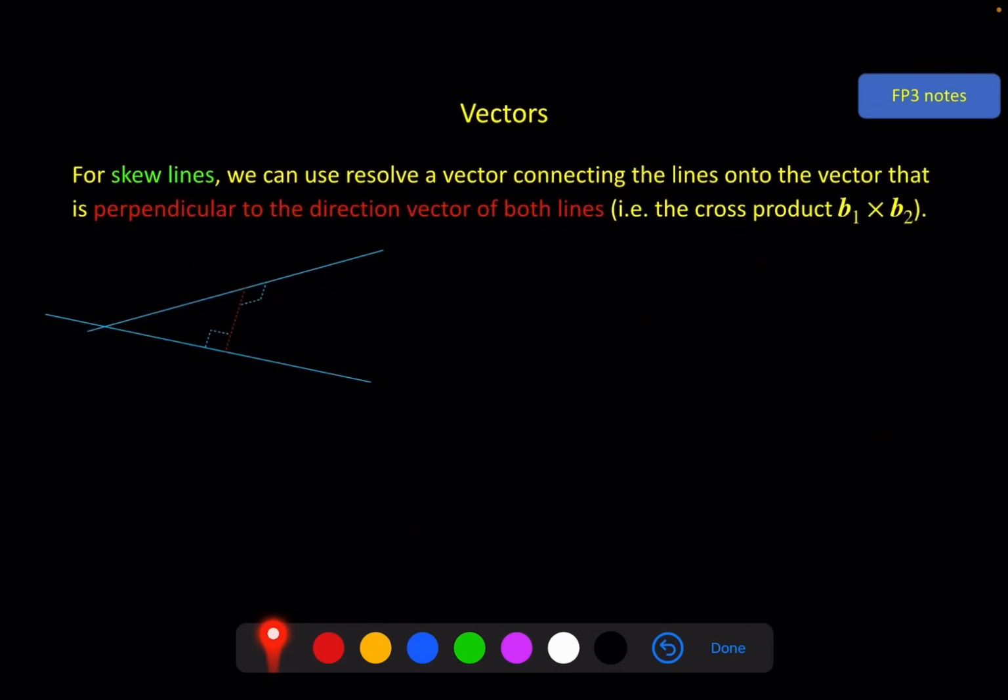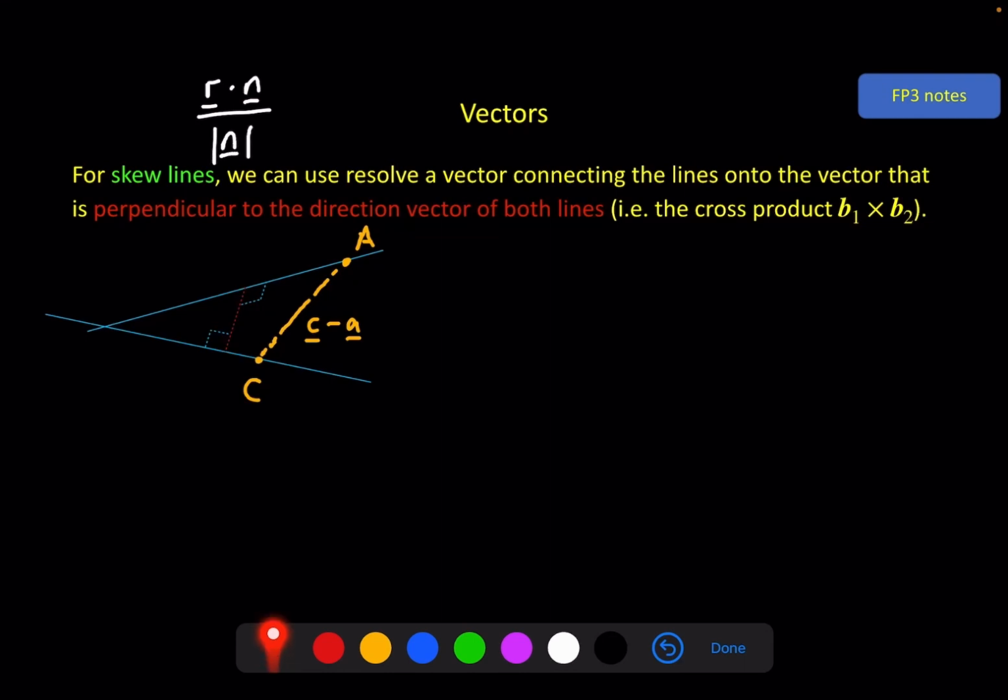For skew lines, we do a fairly similar idea. We connect the two lines with a vector using A and C again. So let's say over here A and over here C. So again, this is C minus A or A minus C. And we're going to project it again. So we're using this same idea, R dot n over the magnitude of n.